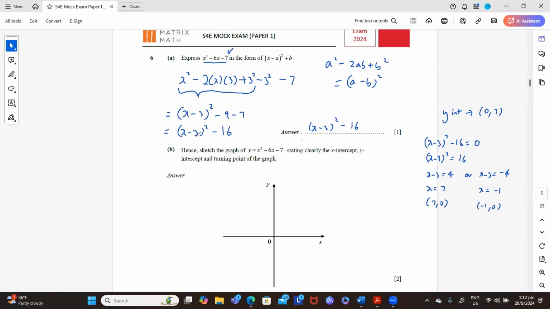So why do we complete the square? From the completed square equation, we can extract the turning point, which is (3, -16).